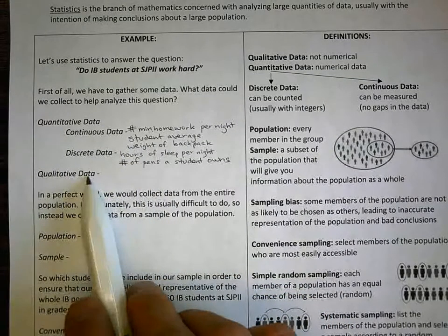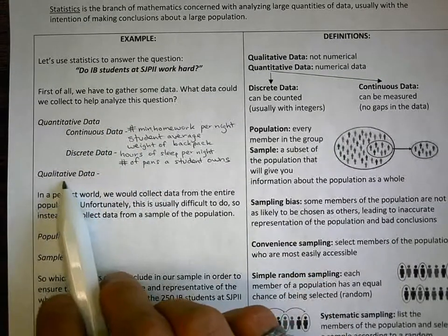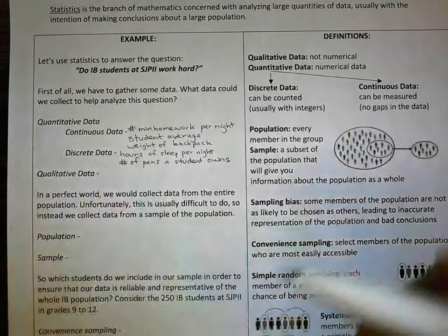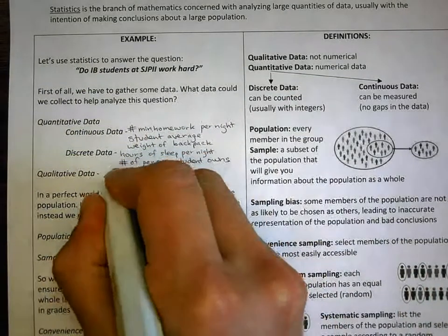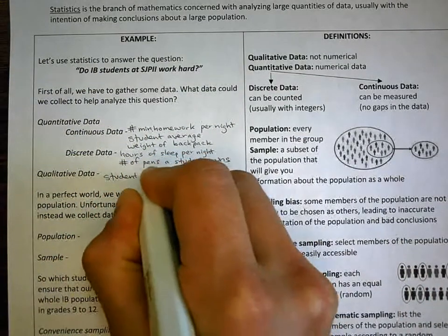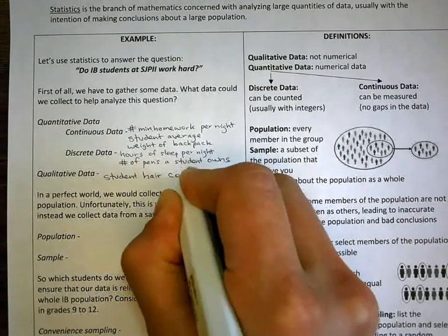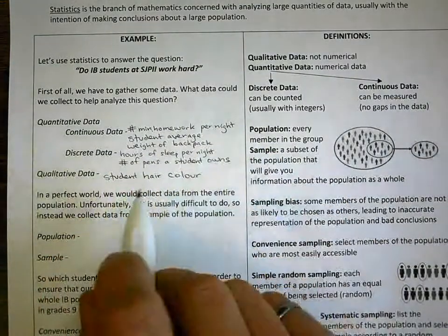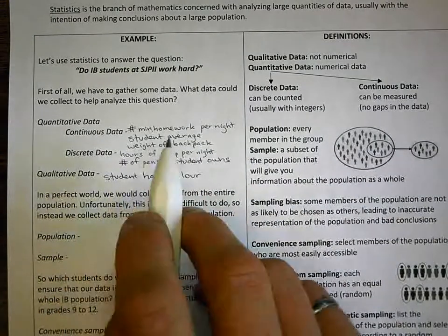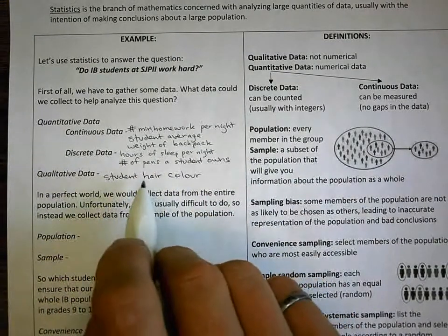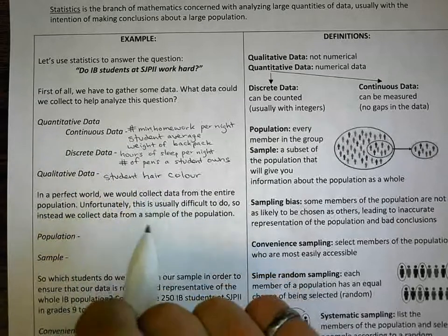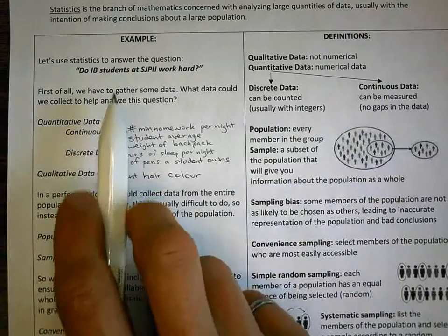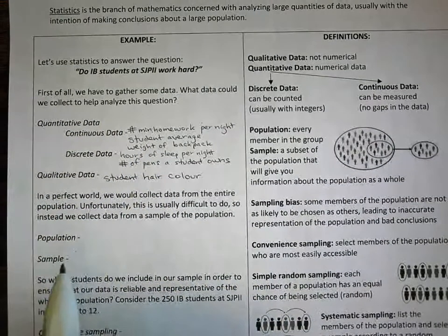Now, qualitative data is a little bit harder for this example. How could I measure that a student is working hard? What quality could I look at? I was thinking of student hair color. Maybe students who have more white hair are stressed out more, so they're working harder, right? Maybe the red-haired students work harder, so we just have to collect this data. So the point is, you can collect data to answer a question, and there are different types of data.